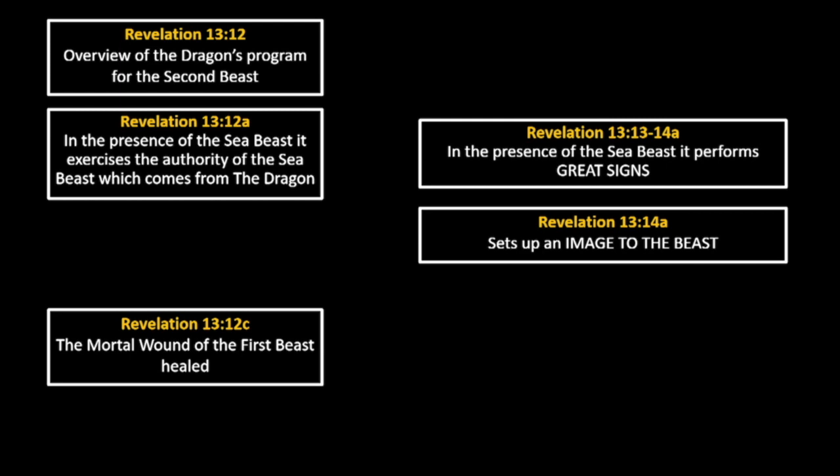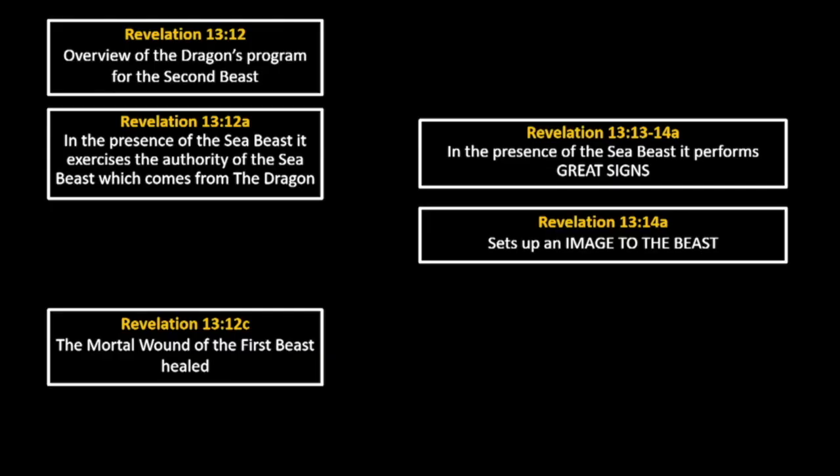Verse 13. Just read verse 13, have a look. It exercises all the authority of the first beast in its presence. And verse 13, it performs great signs, even making fire come down from heaven to earth in front of people. And by the signs which it is allowed to work in the presence of the beast. Now please, mark those words, one color, in the presence of the beast. That's in verse 14. And mark the same words in verse 12. Have you got that? Verse 12 talks about exercising authority of the first beast in its presence. You got that? Do that on the second sheet.